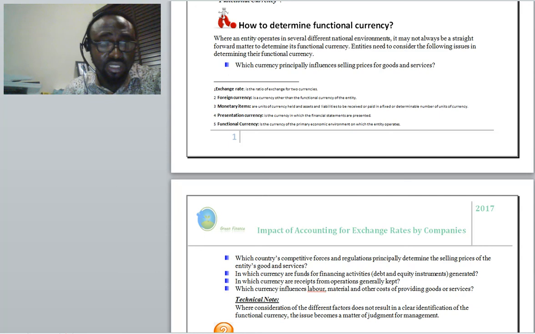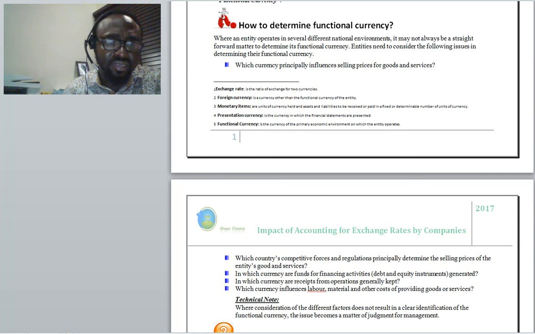Finally, we also ask a simple question: which currency influences your labor cost, or in which currency are wages being paid, and your materials being paid for or sourced, and other costs that are an integral part of your operation? Because all of this is substance that depicts that if your principal activity is carried out in a currency other than the one in which you carry out some activities, therefore we can consider the currency that dictates the principal activities to be your functional currency.